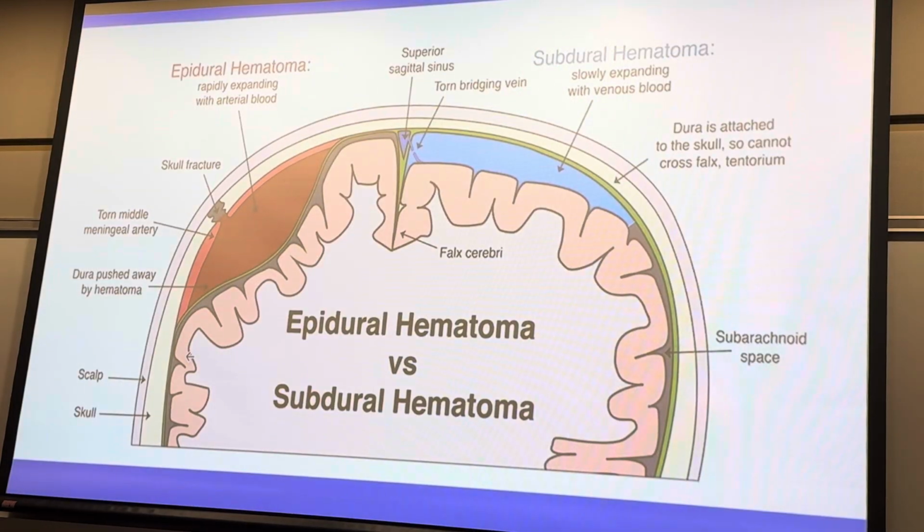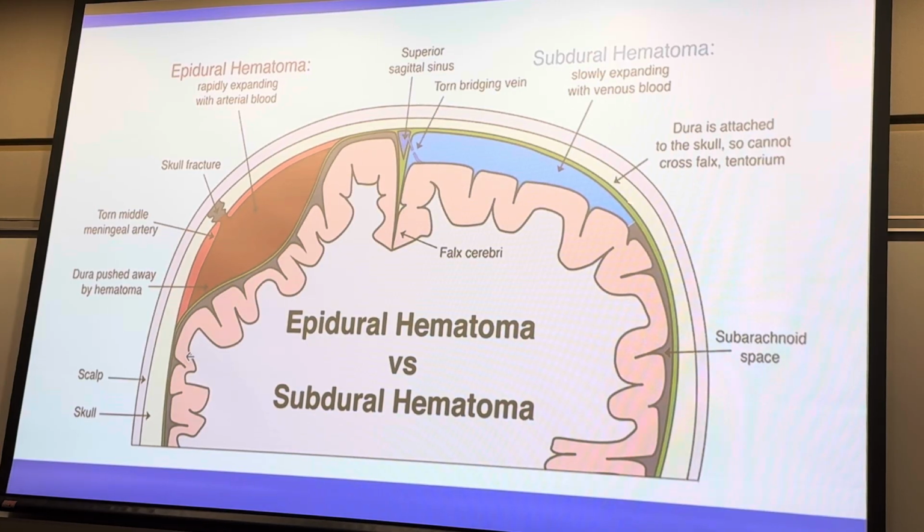Go one more slide over. We'll come back. So here's your epidural hematoma versus your subdural hematoma. Here we have that skull fracture, but we have this accumulation of blood in between the skull and the dura mater, so in between the two. That is the difference in your epidural hematoma and your subdural.